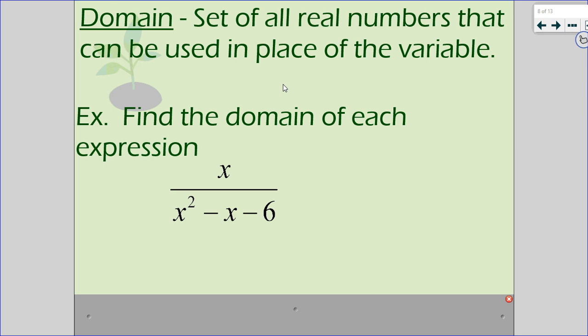We'll do that first. So we're going to find where x squared minus x minus 6 equals 0. Because if we find where that equals 0, we'll find what needs to be excluded from the domain. So how do I solve that?